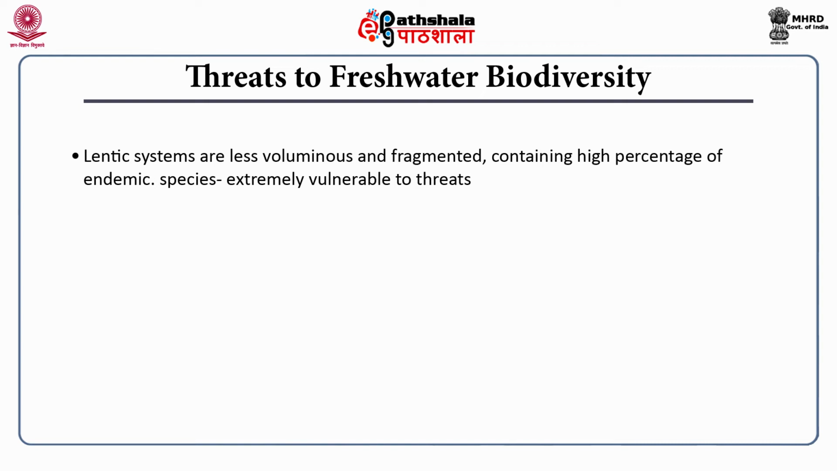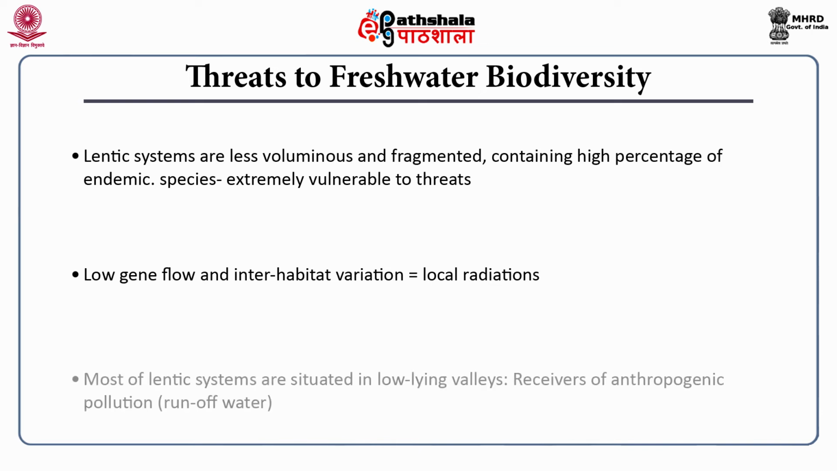So lentic systems, as you see, are lakes and ponds, which are of course very small in size, and because of the low gene flow and inter-habitat variation, there are a lot of local radiations in these lentic systems. Most of the lentic systems are situated in low-lying valleys, and because of this particular location, they are the receivers of anthropogenic pollution, especially the runoff water.